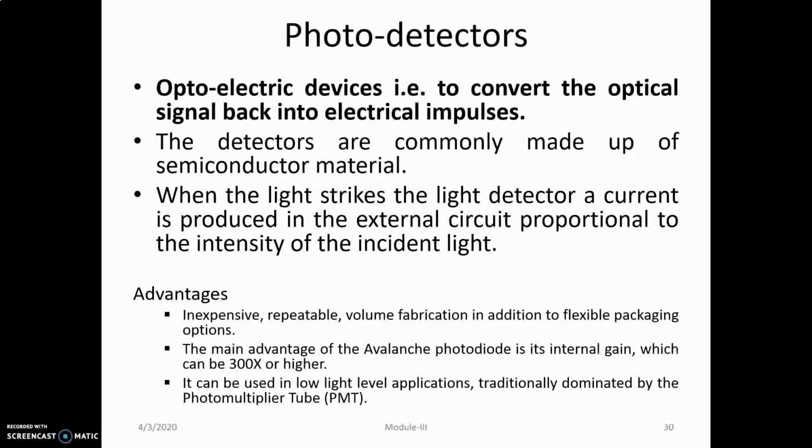That is one of the ways we can precisely size the photodetector. The main advantage of the avalanche photodiode, one type of photodiode, is its internal gain, which is 300 times or higher, and it can also be used for low light level applications, which traditionally have been dominated by the photomultiplier tube. So photodetectors, as we consider them here, are made of semiconductor material and have a few advantages. That's why we are looking into photodetectors.